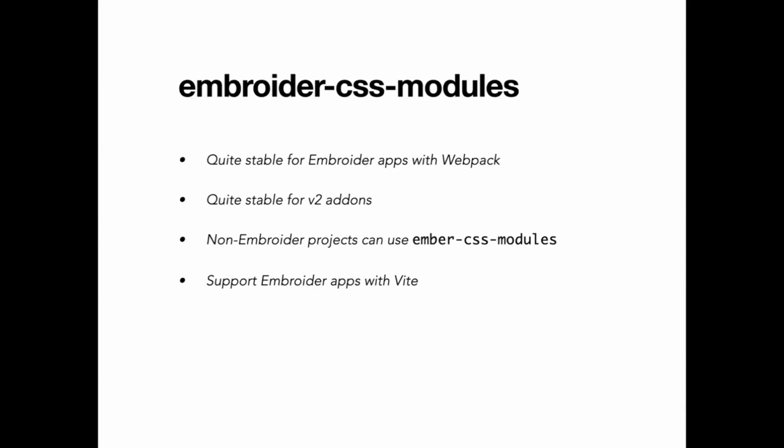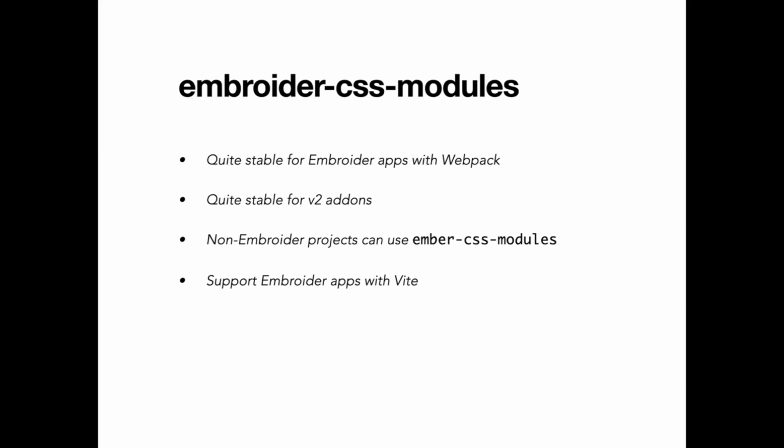As for classic Ember apps and v1 add-ons, including engines, at the moment I just don't plan to support them, for two reasons. One is that Ember CSS Modules does a great job for these projects. I feel like there's not much benefit to trying to duplicate the work there. And also at Clark, we're trying to move away from v1 add-ons and shift towards v2 add-ons. So there's not much incentive for me to work on the non-Embroider project. Instead, I want to focus on my support for Embroider apps with Vite.